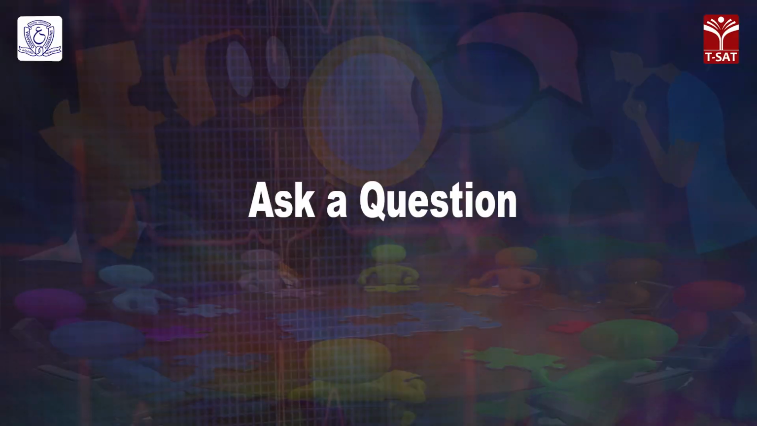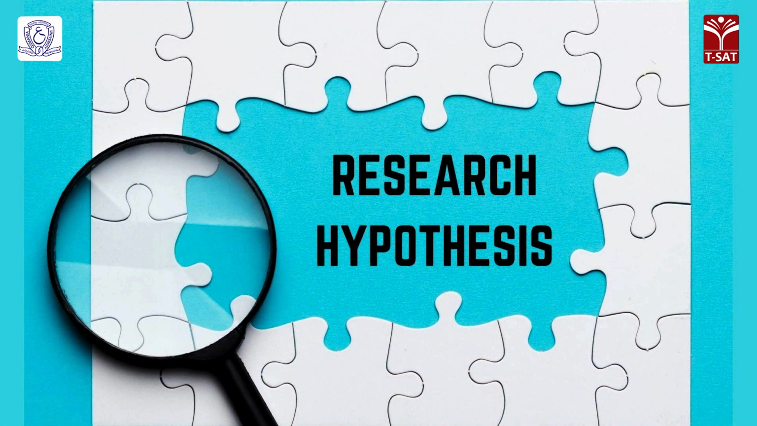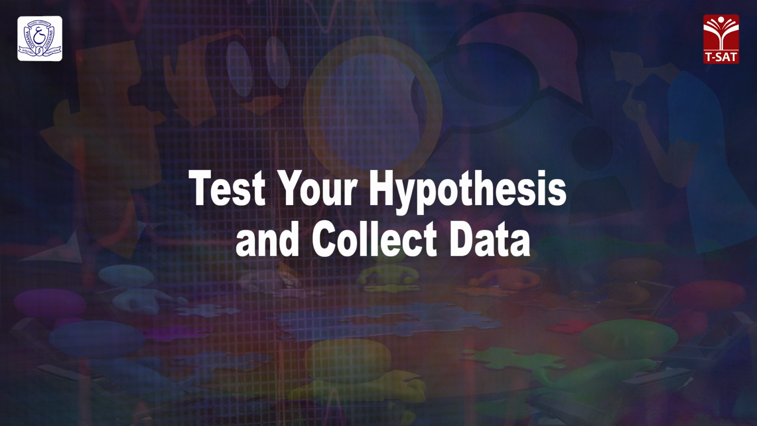Step 2. Ask a question. Once a researcher has observed something and gained some background information on the topic, the next step is to ask a question. The researcher will form a hypothesis, which is an educated guess about the relationship between two or more variables. Step 3. Test your hypothesis and collect data.